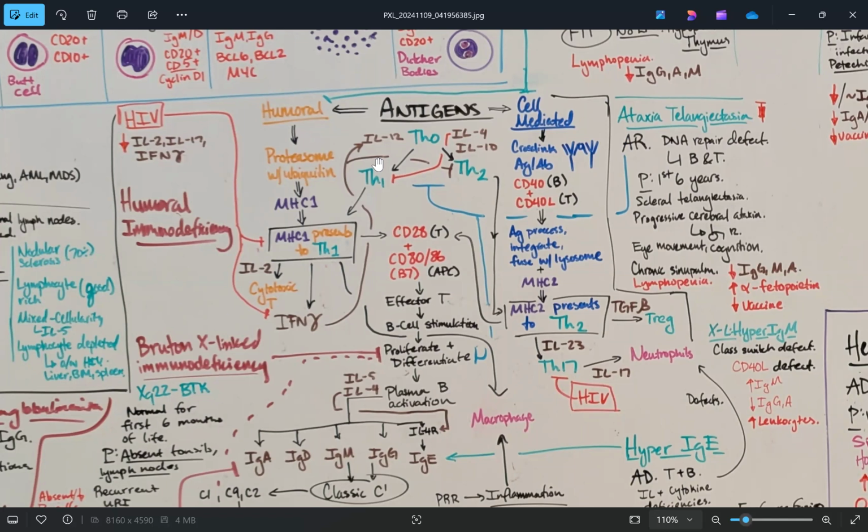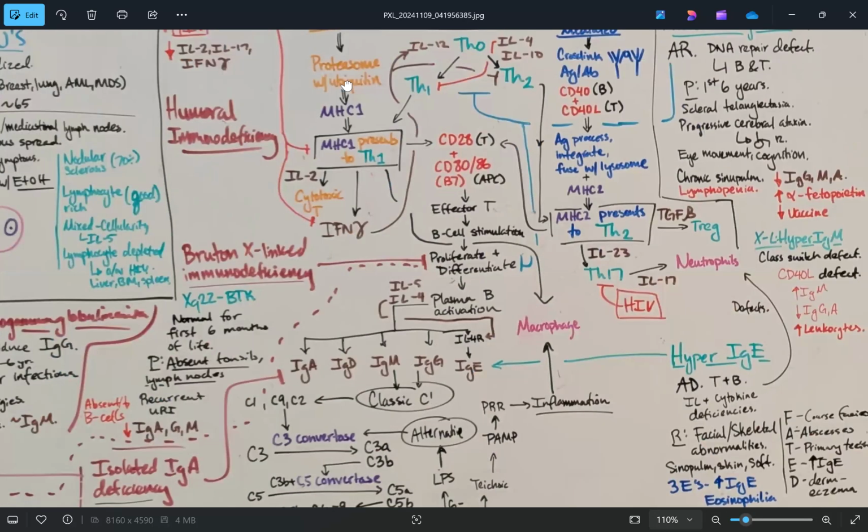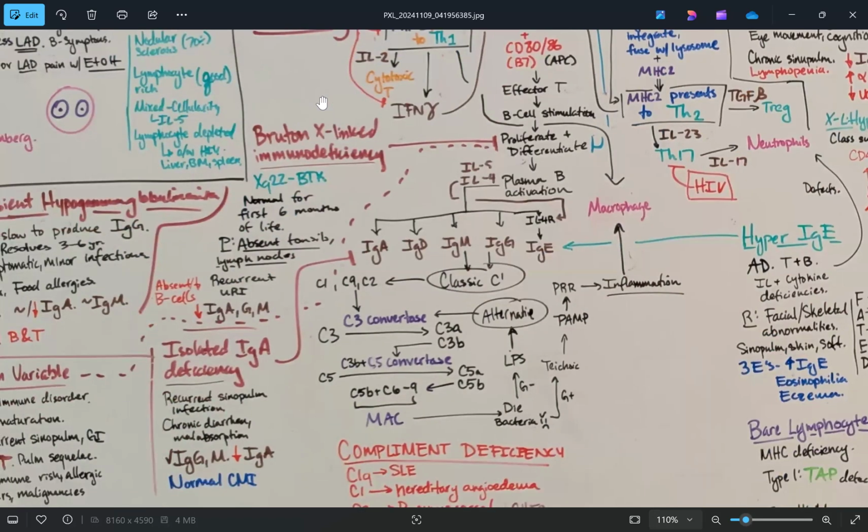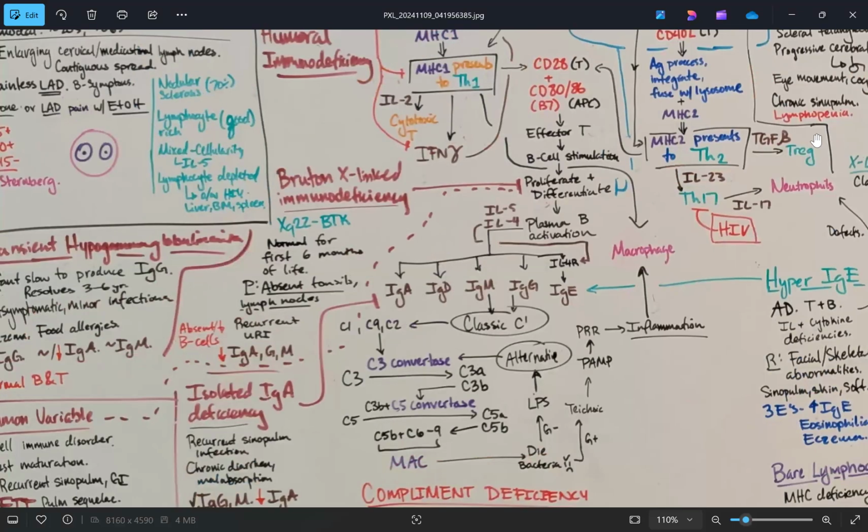But moving on to humoral, I'm going to start talking about the Bruton X-linked immunodeficiency. This one, the mutation is in the chromosome 22, or the X chromosome, the Q22 part of it, where it's a mutation in the BTK protein. The infants will be normal for the first 6 months of life because they still have their mother's immunoglobulins floating around and circulating. But once those are gone, you'll start having symptoms.